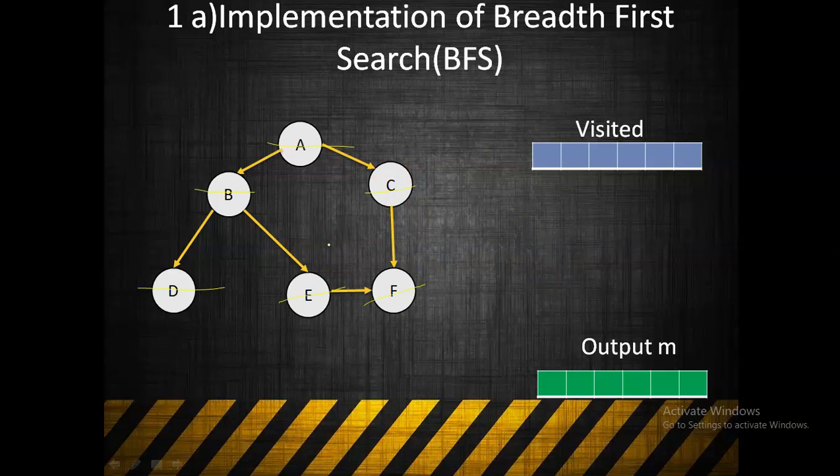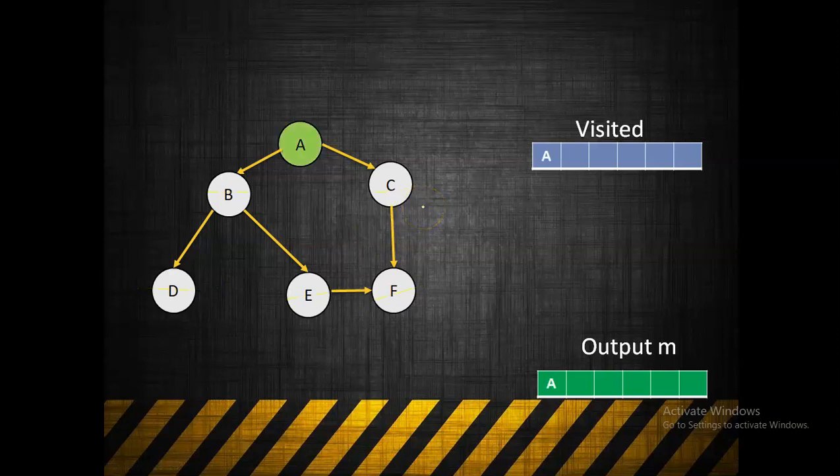So it uses two arrays, one which is called visited, and another which is termed output. Initially we start from node A. Node A is added to the visited array and then placed in the output. So A is visited first. Then in the next stage, we move to the neighbors of A, which are B and C. Initially we will take B.